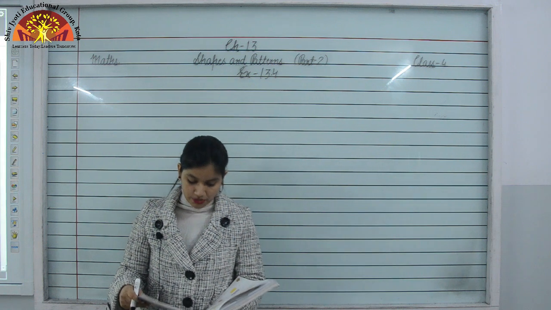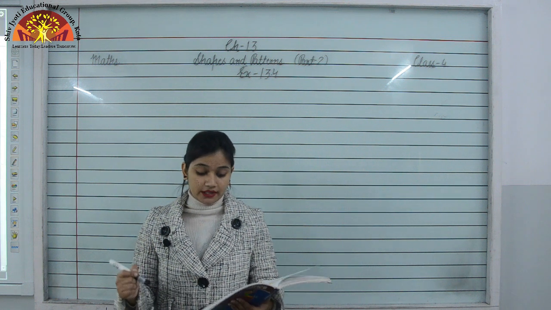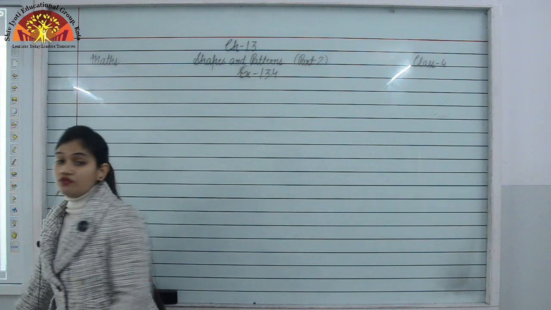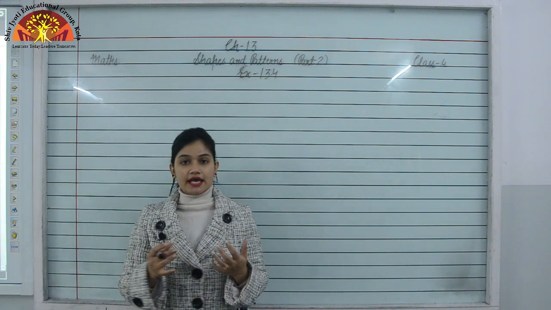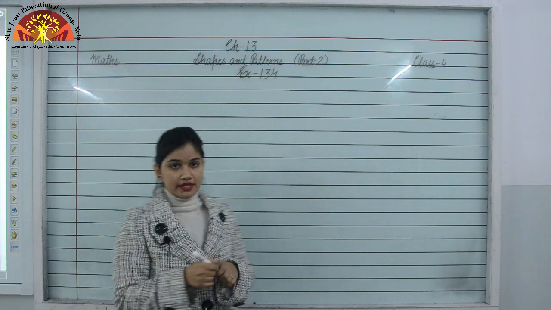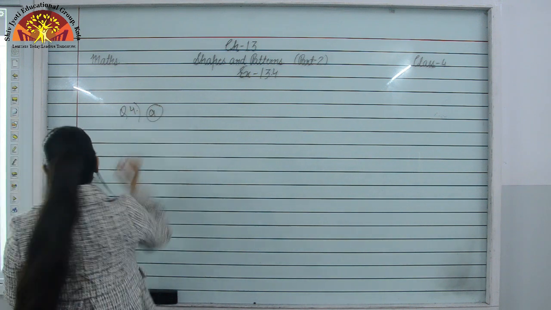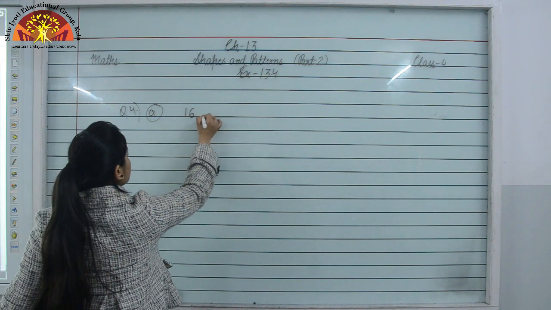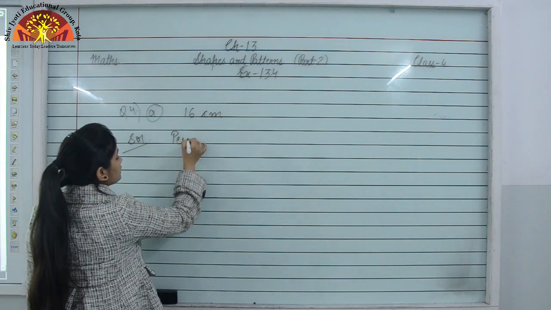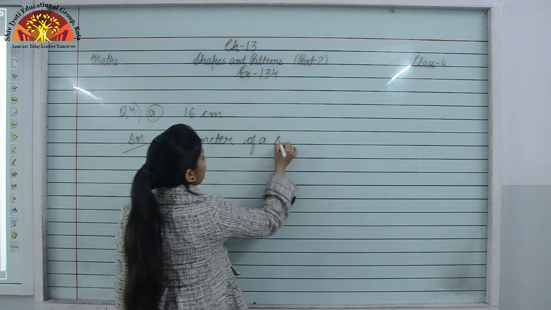So now we'll take the next question, that is question number 4 of exercise 13.4. Question number 4 is: find the perimeter of a square whose side is given below. So now students, what is given here? The side of a square is given, and as we know, in a square all sides are equal, right? We are taking part A, and here the side of the square is 16 centimeter. This is given in the question. And what do we have to find? We have to find the perimeter of the square.